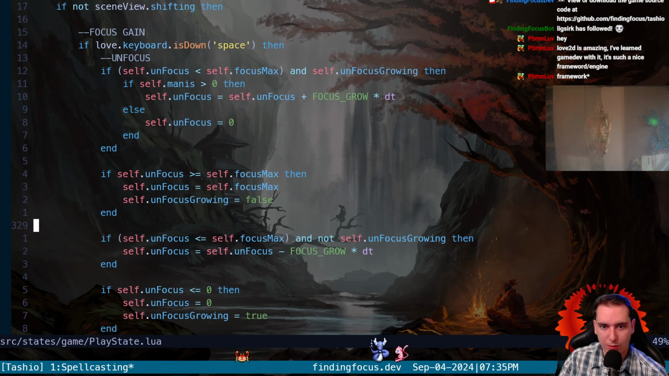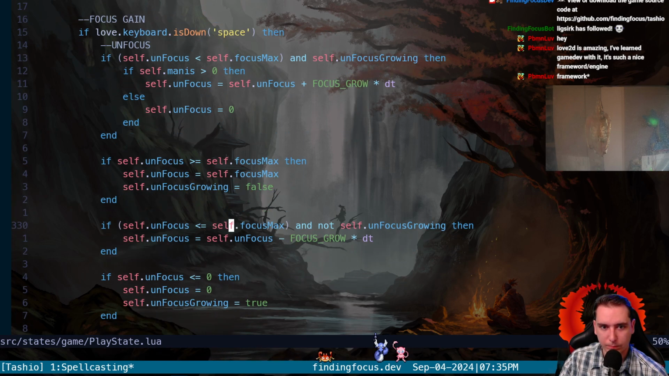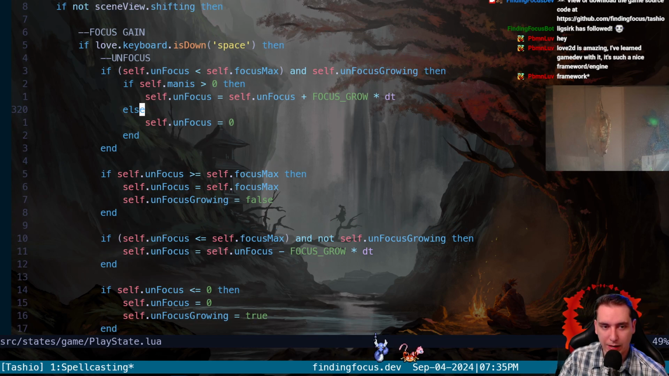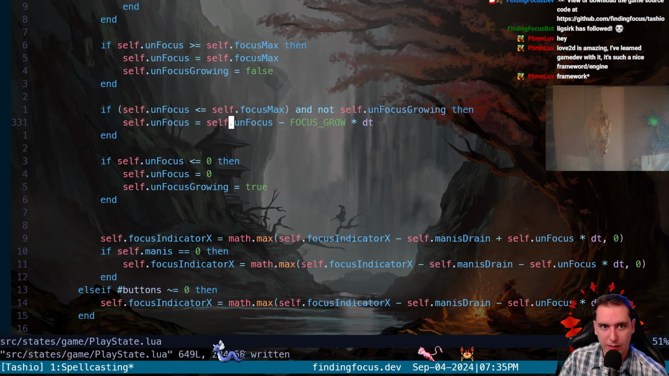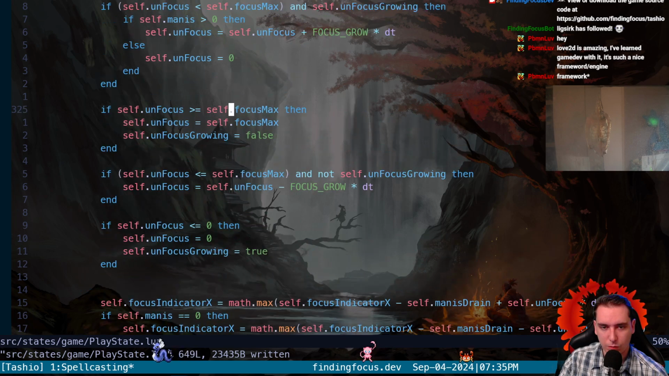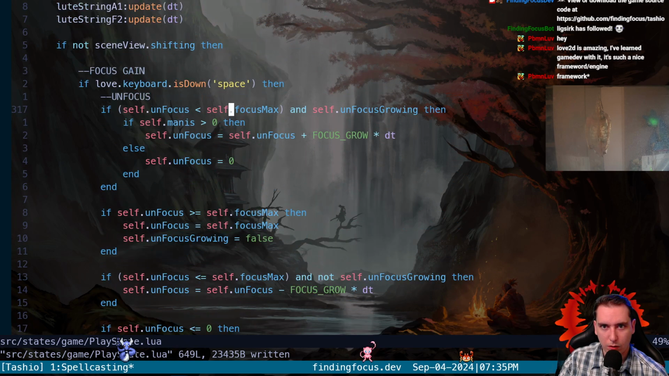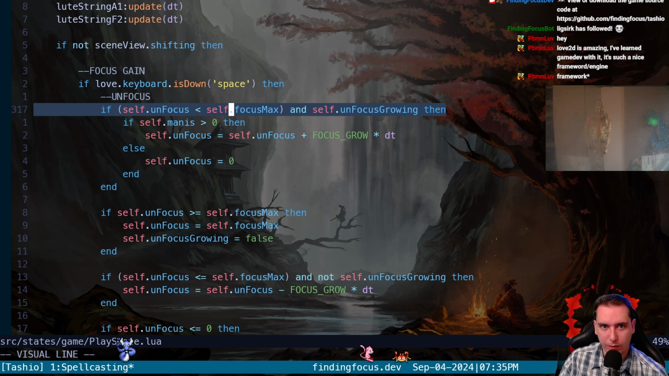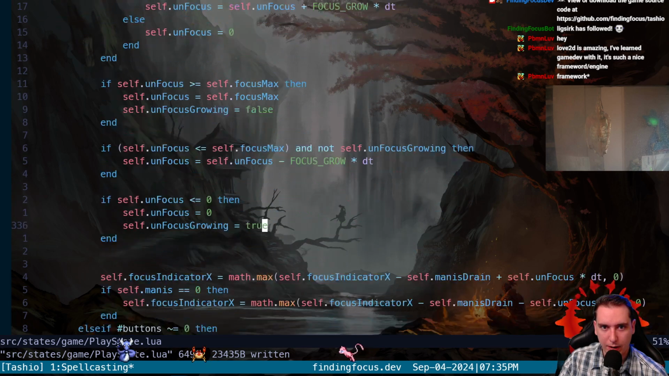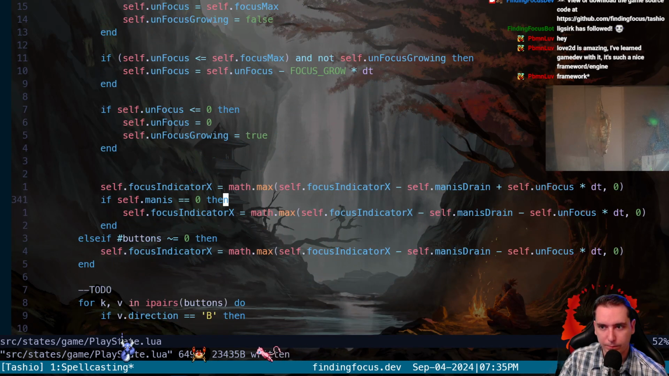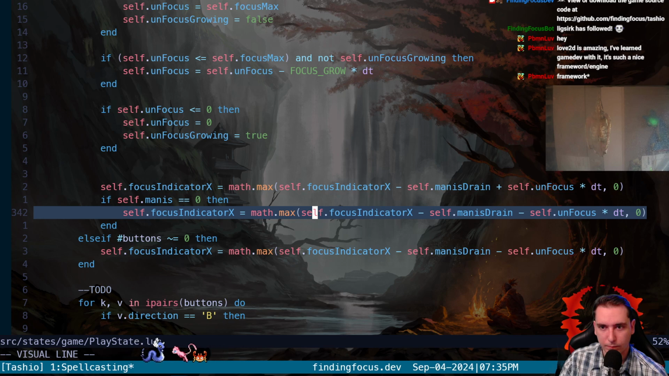So does that mean we would need to, we could increase our focus max so that we can modify by a bigger number? But also when we modify, let's see, as long as our unfocus is smaller than our max, we're going to modify our unfocus by focus grow, okay. But then, wow, this is easy to get lost in.